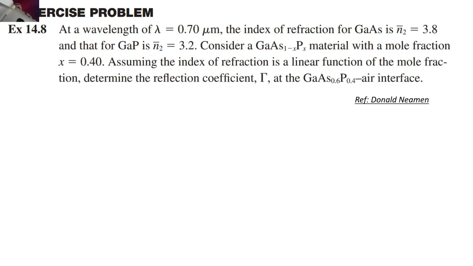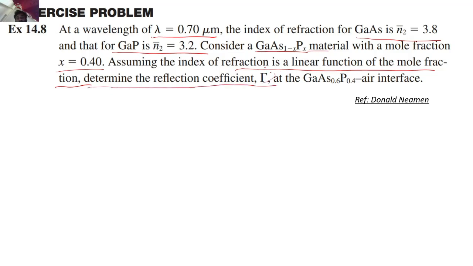So I will give you some hints for solving the question. The question says at a wavelength of lambda equal to 0.7 micrometer, right? The index of refraction for gallium arsenide is 3.8 and for gallium phosphide it's 3.2. Now considering the gallium arsenide phosphide material with a mole fraction of 0.4, assuming the index of refraction is a linear function of the mole fraction, right? This is something new which we have encountered. Determine the reflection coefficient gamma. So now what is this gamma actually? So if you look, then this gamma is what?